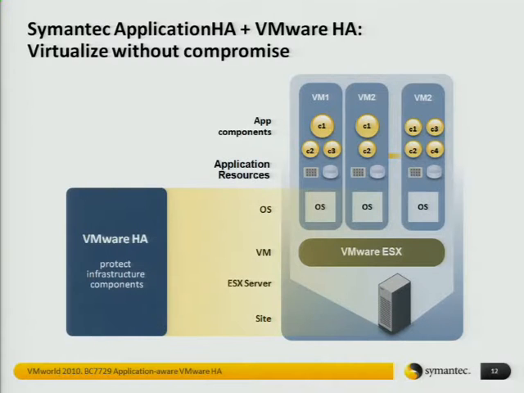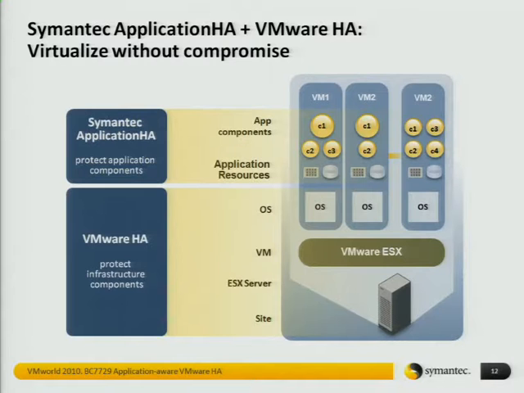What it does is, if you look at VMware HA today, VMware HA really protects the hardware. It protects the virtual machines and the ESX infrastructure. What it doesn't protect is the applications. If you look at the applications, we protect the applications. So now VMware HA has a provision to actually go in and protect the applications.